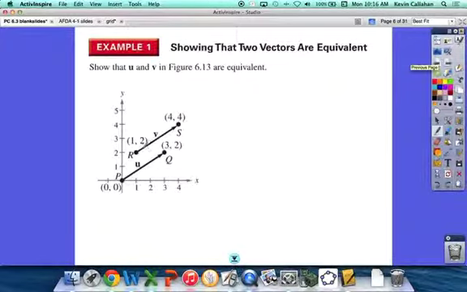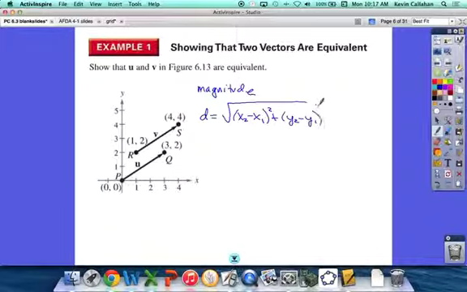Okay, how do I determine the length of a segment in the coordinate plane? What formula do we use? Distance formula. Okay, so for the magnitude, the distance formula is the square root of x2 minus x1 squared plus y2 minus y1 squared. And we've got x1, y1, x2, y2 for both of them. So you just do it twice and see if you get the same thing, right?